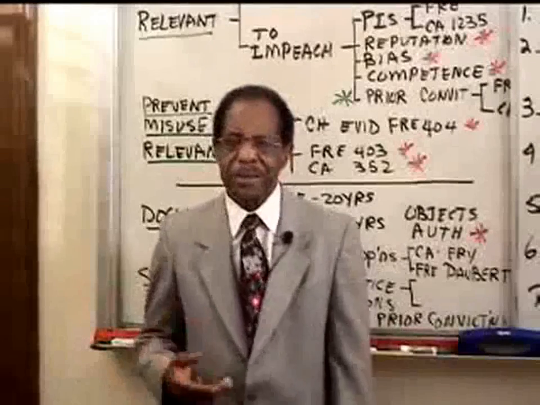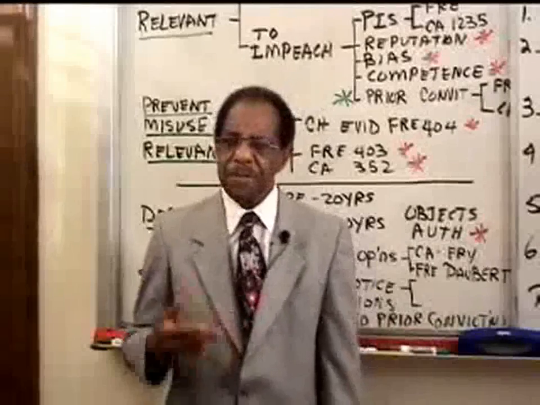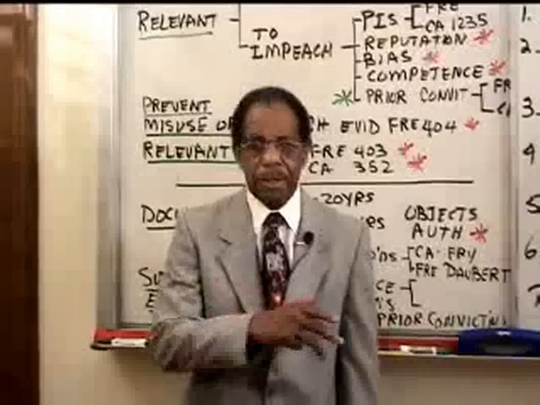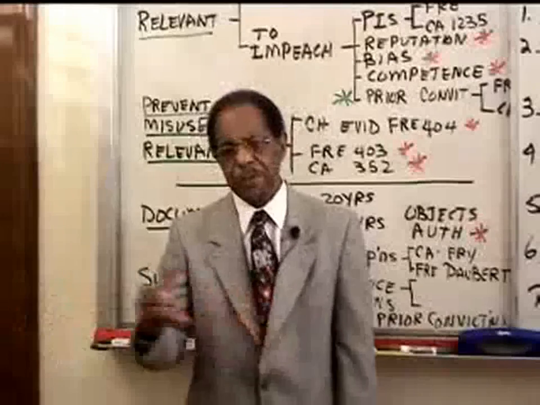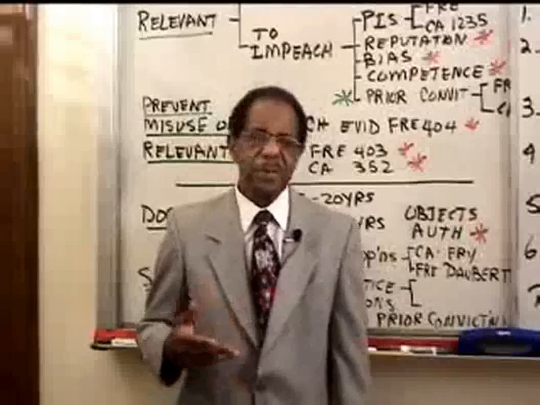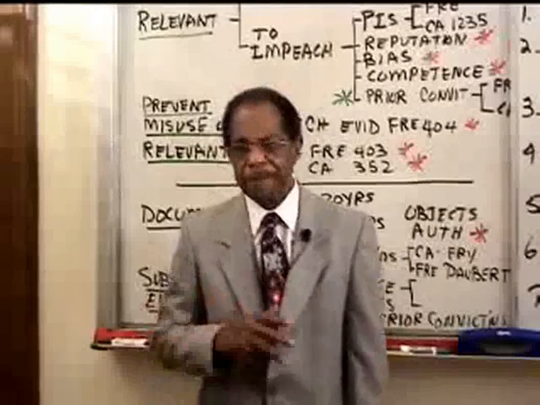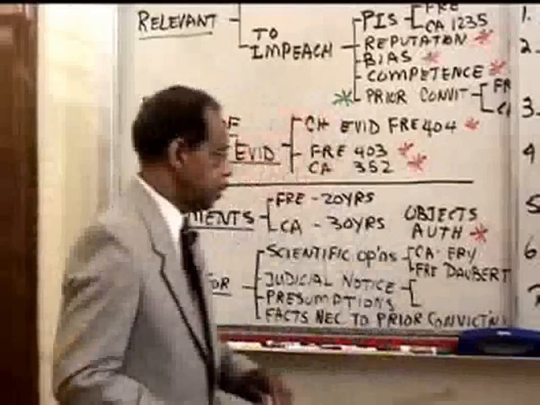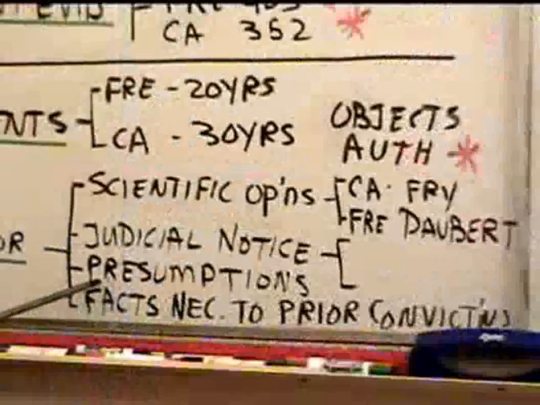So the general concept in California is that presumptions based on probabilities, you can make them disappear by going forward with credible evidence to the contrary. Whereas presumptions which are based on public policy, there's nothing you can do to make those disappear. So that's the difference in the way presumptions are handled.